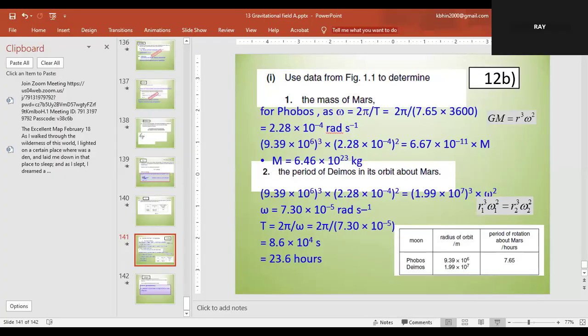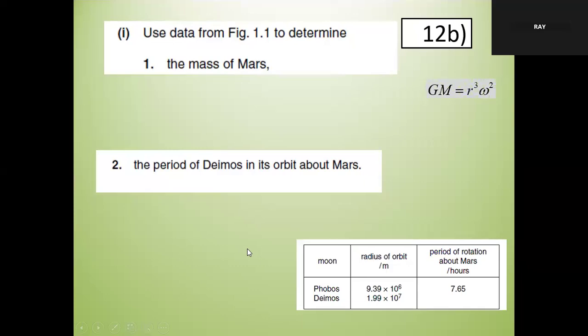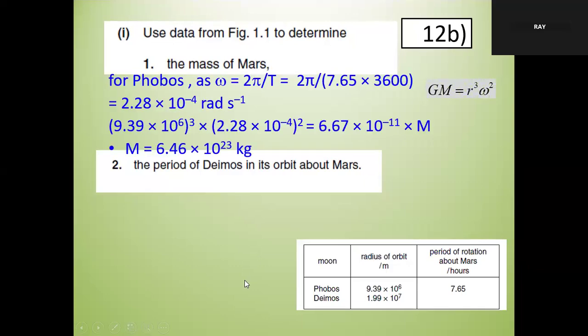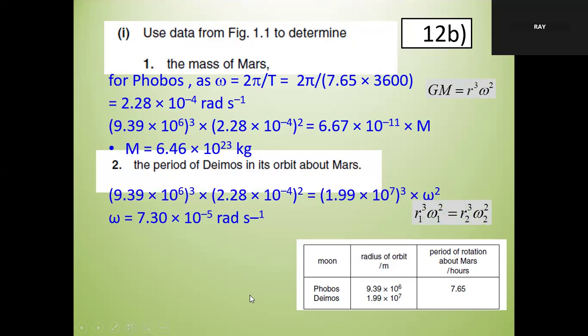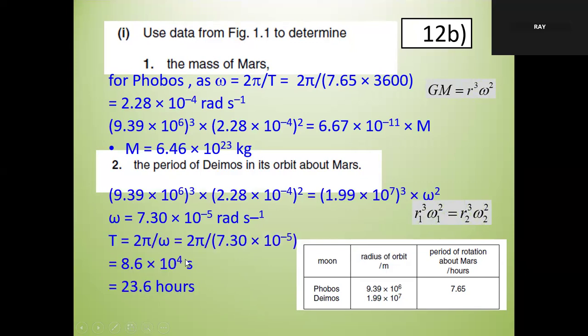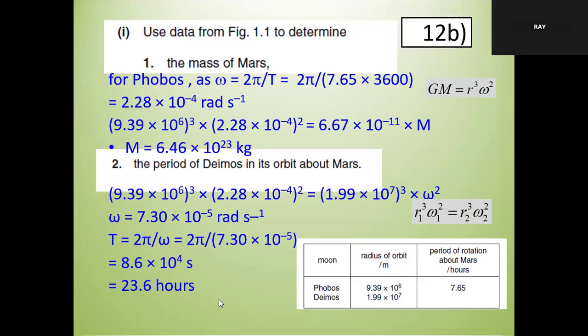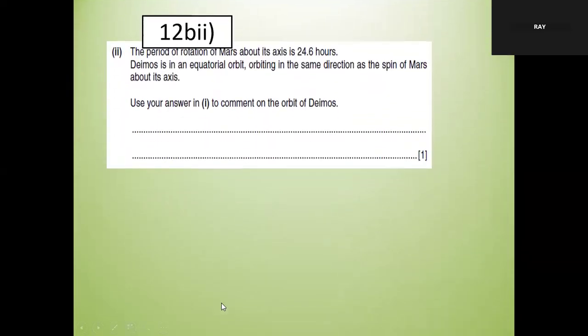Okay, let's finish our last part. We have 10 more minutes, less than that, 7 more minutes. Right, we got 23.6 hours. The period of rotation of Mars about its axis is 24.6 hours. Deimos is in an equatorial orbit, orbiting in the same direction as the direction of spin of Mars about its axis. Use your answer to comment on the orbit of Deimos. What is your comment?